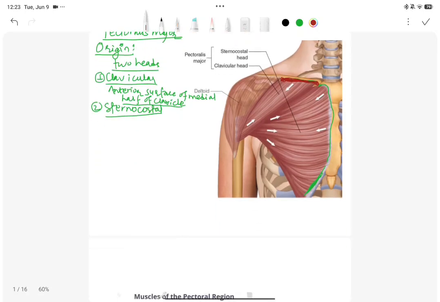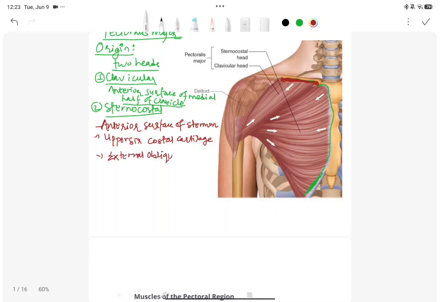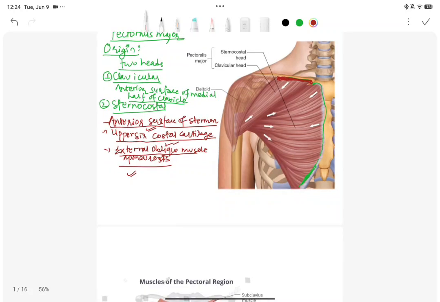The sternocostal head arises from the anterior surface of the sternum, and the upper six costal cartilages, and the external oblique muscle aponeurosis. Aponeurosis is a flattened tendon. So this is how the sternocostal head arises, from the external oblique aponeurosis, the upper six costal cartilages, and the anterior surface of the sternum.